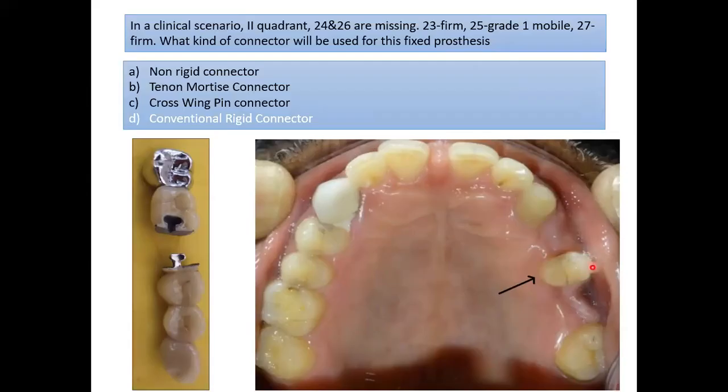So in a condition like a pier abutment, if your 2.5 is not grade 1 mobile, you can go with a non-rigid connector. If it is grade 1 or grade 2 mobile and you want to include it for your prosthesis, yes, you should give a connector which is of the conventional rigid type.